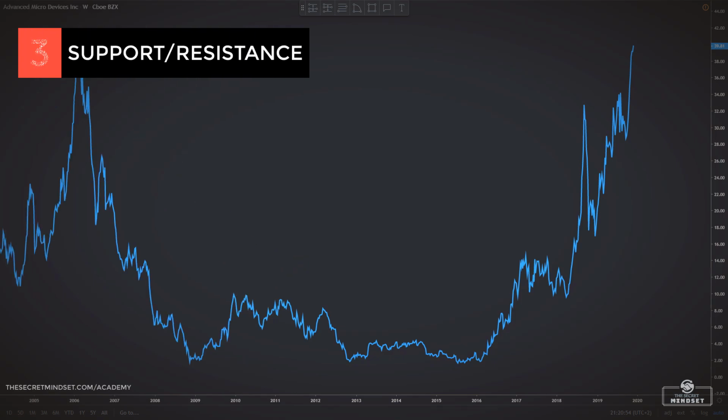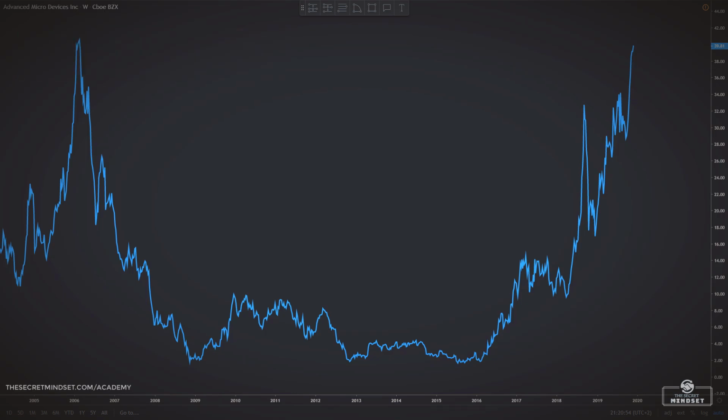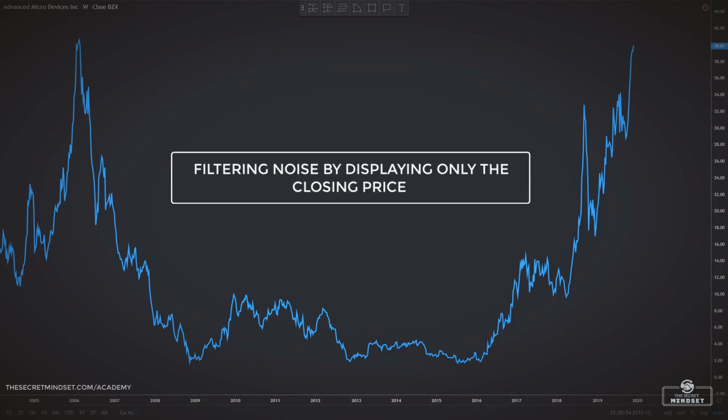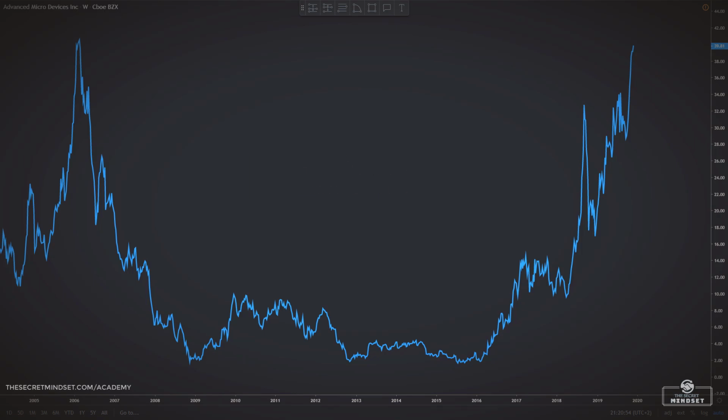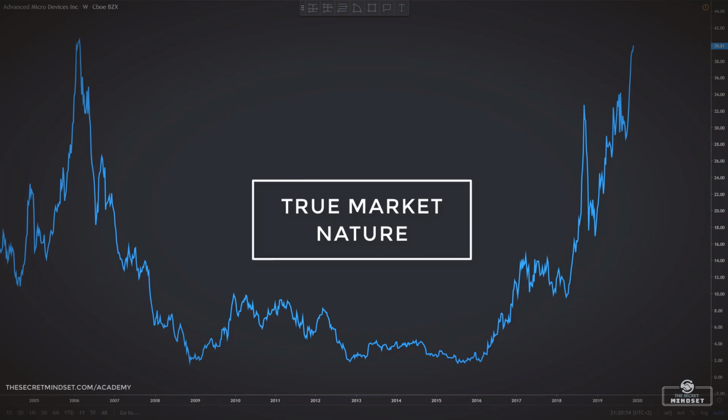Another viable line chart strategy is trading support and resistance. As mentioned earlier, line charts have one significant advantage and it is to filter the noise in the market. By displaying only the closing price and ignoring the price action between the opening and the closing prices, a line chart reflects the true market nature. Trends become more visible, turning points easier to spot, and the classic pattern recognition approach works best.